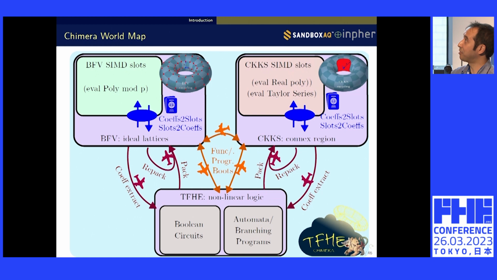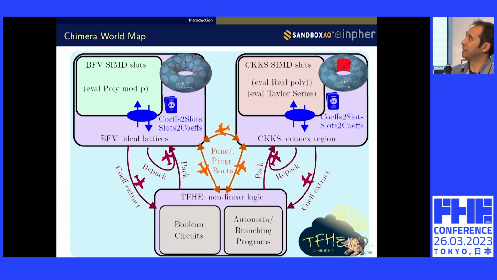And if we look at the overall picture, we see that there is always a way to go from one world to another. So if, for example, I start with doing an arithmetic circuit, but at some point I realize that there are still some operations that I want to do, but I cannot express them as an arithmetic circuit. It's not SIMD addition or multiplication.